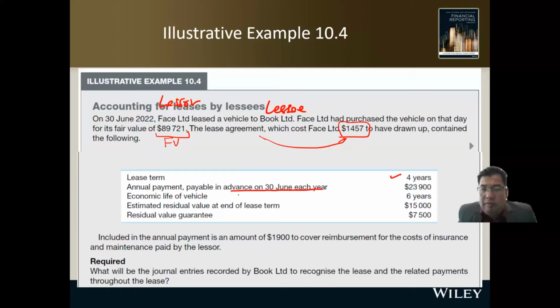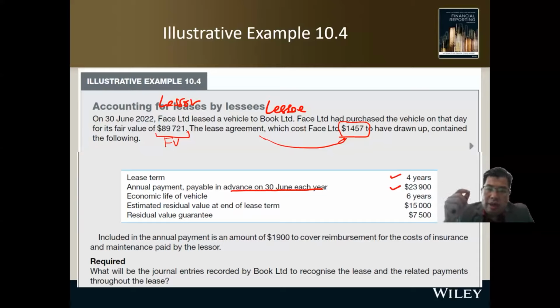So you have to pay before you use the asset. Before the year starts, you're going to pay. For example, for year 2022, you're going to pay in 2021, one year before, before the accounting year starts. And the amount is 23,900. That is the annual payment. So you're going to make 4 equal payments: 23,900, 23,900, 23,900, and 23,900.